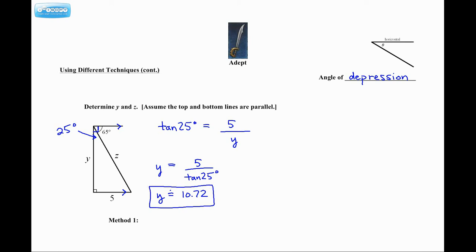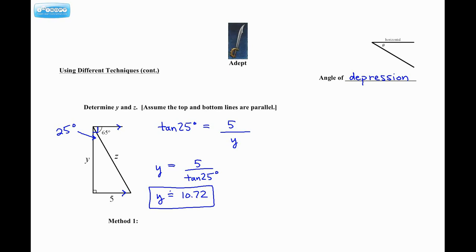And there we are. Moving on, let's figure out z. I'll do that in red. So if I use this angle again, and I use this opposite of 5, well, z is the hypotenuse. So for that I need the sine ratio. So the sine of 25 degrees is the opposite divided by the hypotenuse. And there we go, that's my z.